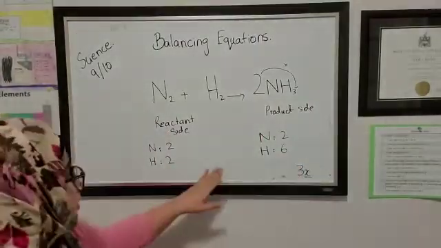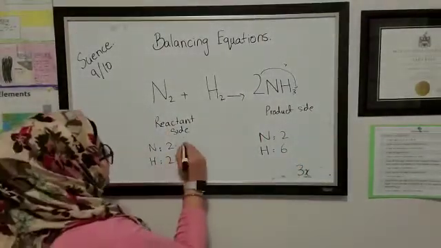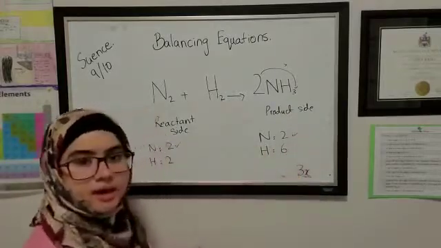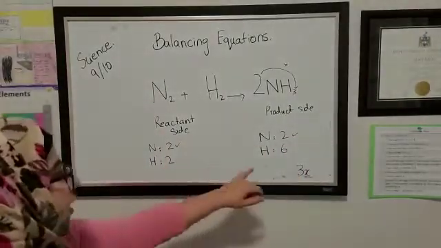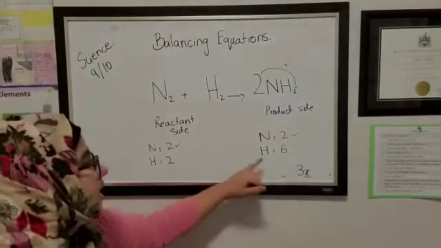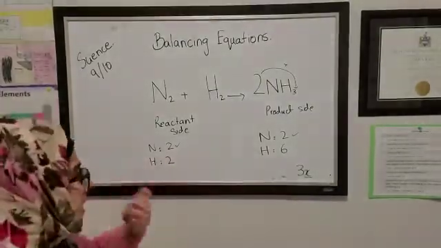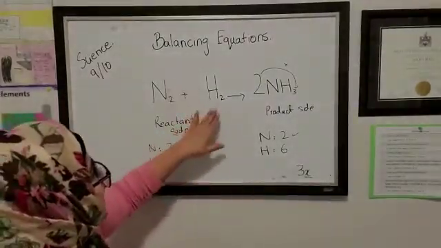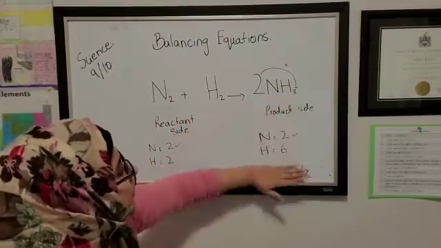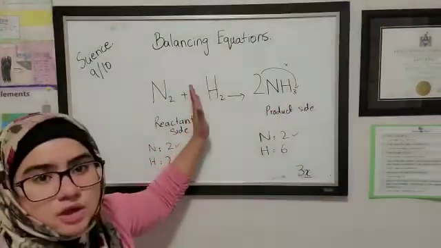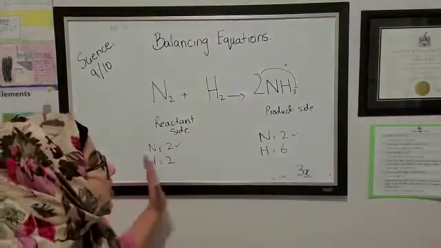All right. So here our nitrogen is balanced. We have 2 on both sides, but our hydrogen atoms are not balanced. Here we have 2, here we have 6. Now we need to balance. We have a bigger number over here, 6. It means we need to add something over here so that both sides are balanced.